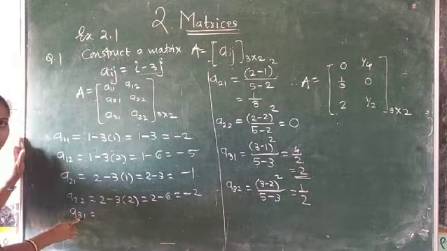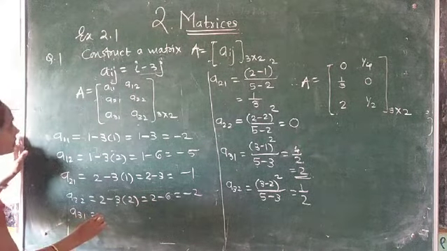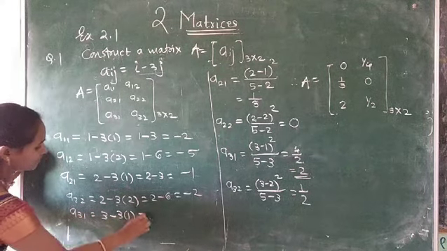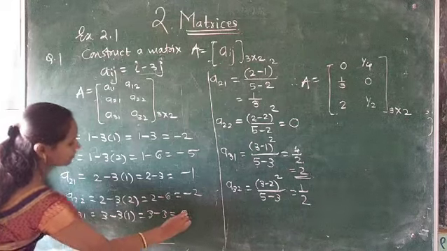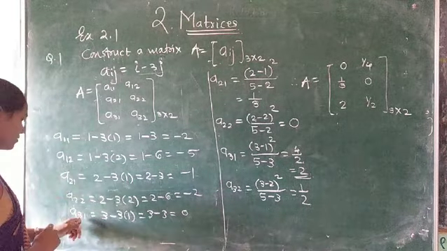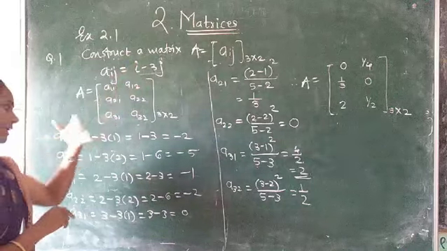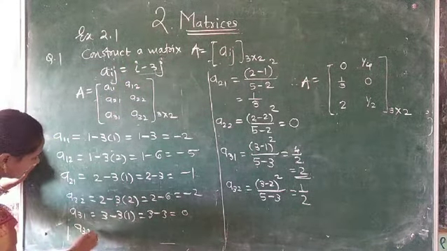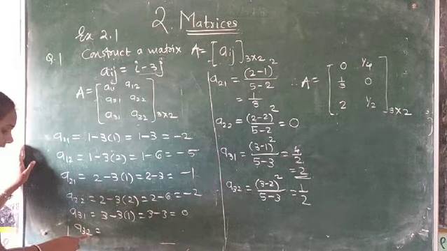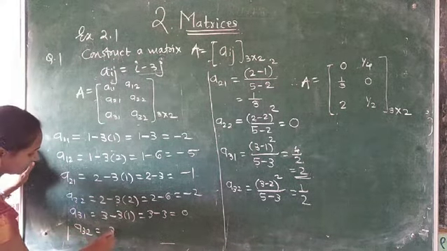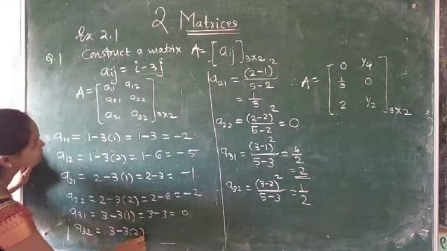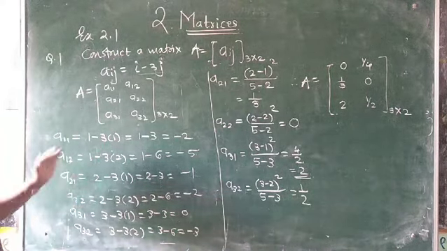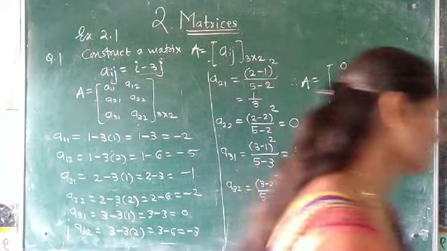A31: the value of i is 3 and j is 1. So 3 minus 3 into 1, that is 3 minus 3, which is equal to 0. Only use the values of i and j in this condition, then we will get all the elements of the matrix. A32: here the value of i is 3 and j is 2. So 3 minus 3 into 2, that is 3 minus 6, which is equal to minus 3. So write all the elements in the matrix.